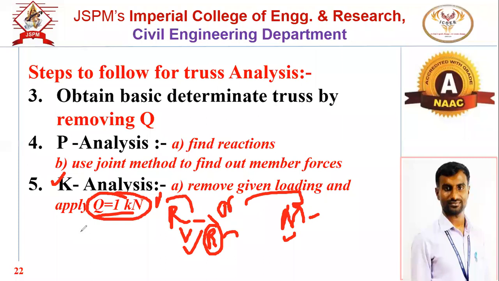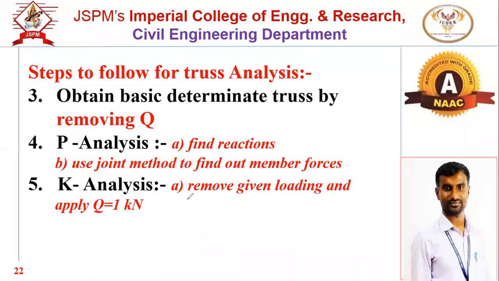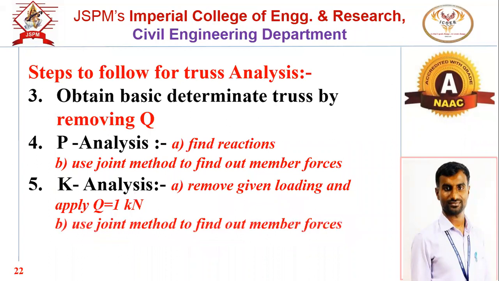So this is the basic funda of this flexibility method for the truss. If I apply the unit load in place of reaction, externally indeterminate, and if I apply the unit load in place of member, that is internally indeterminate. हे समजलं तर सगळा प्रॉब्लेम समजला तुम्हाला. So remove the given loading, apply the unit load in place of redundant. It may be reaction or it may be member, depending on the DSI value. Now next step, again use the joint method to get the member forces.